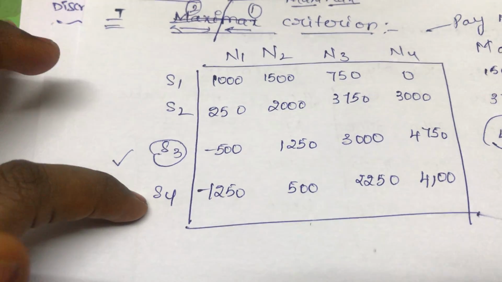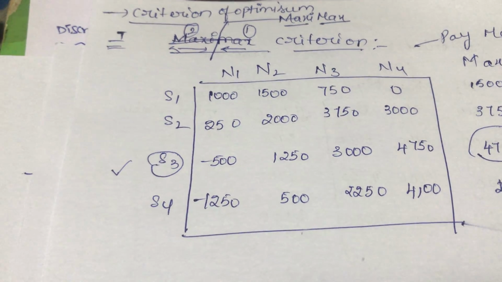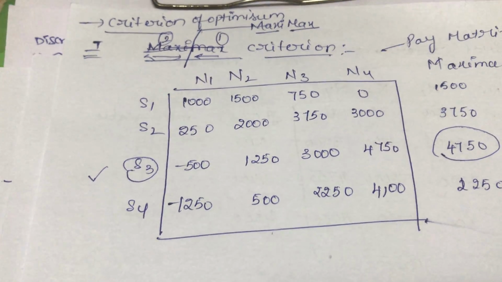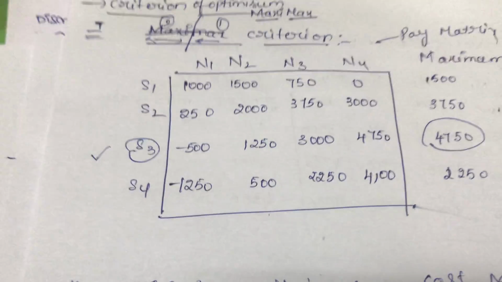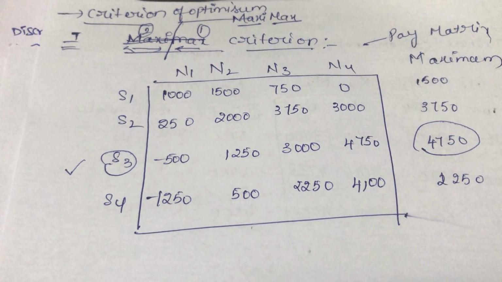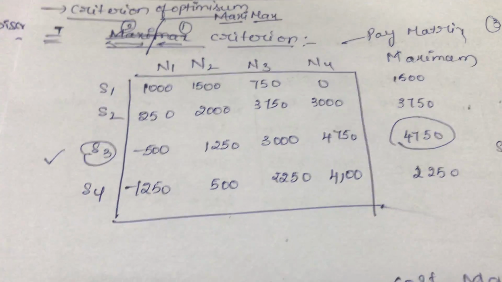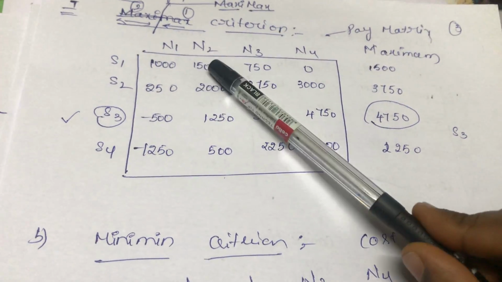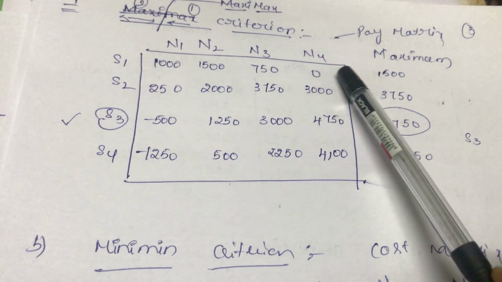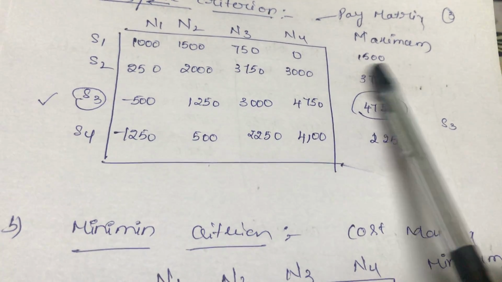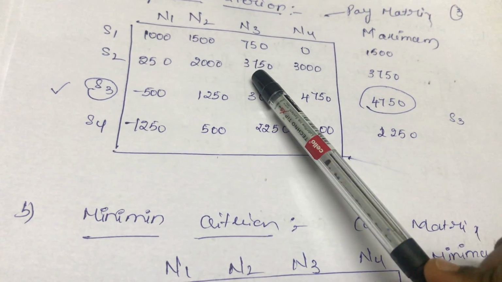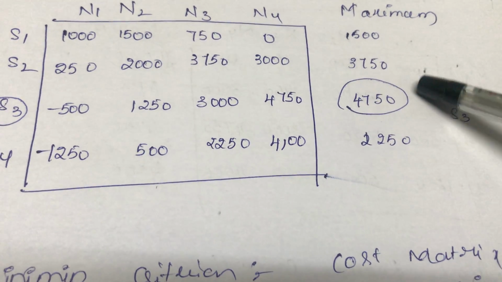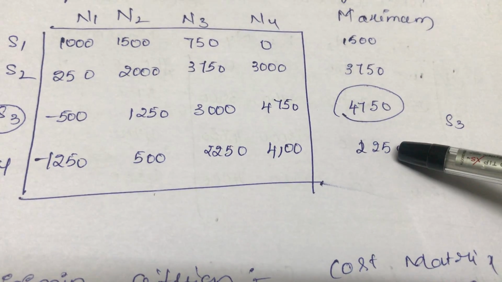time the maximum value we are going to select. S1, S2, S3 are the strategies or steps or alternatives, n1, n2 are some values. So here we have a payoff matrix. From each and every row we select the maximum value. From the first row, what is the maximum value? 1500. From the second row, maximum value 3750. From the third row, maximum value 4750.